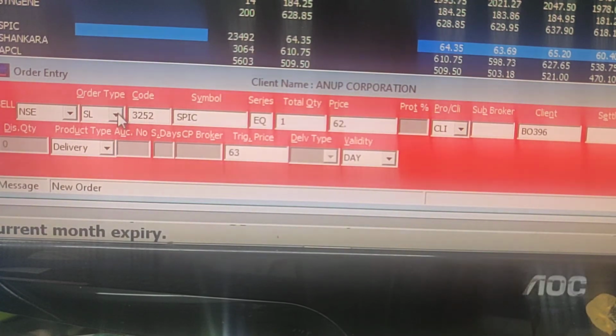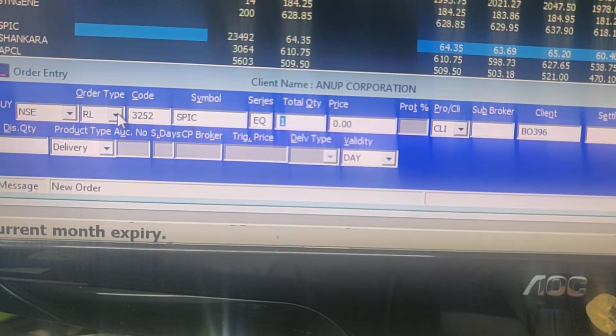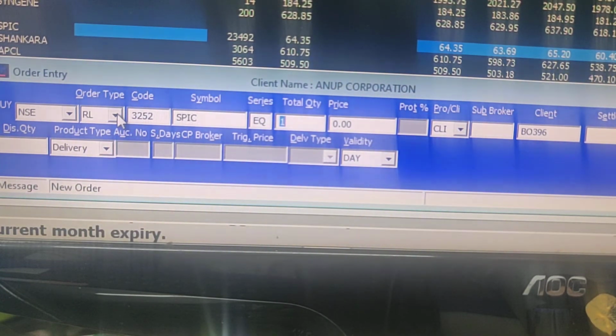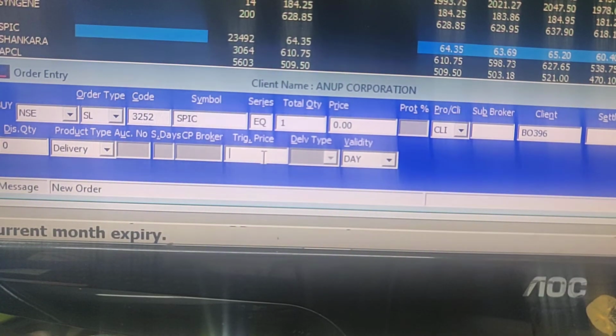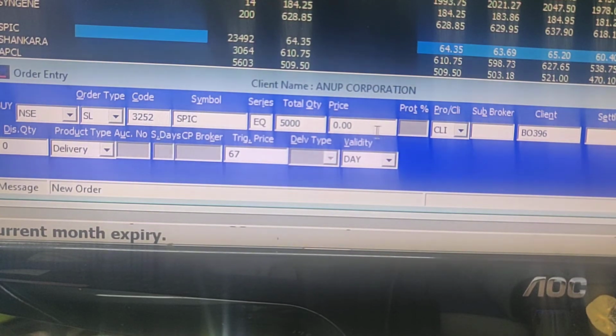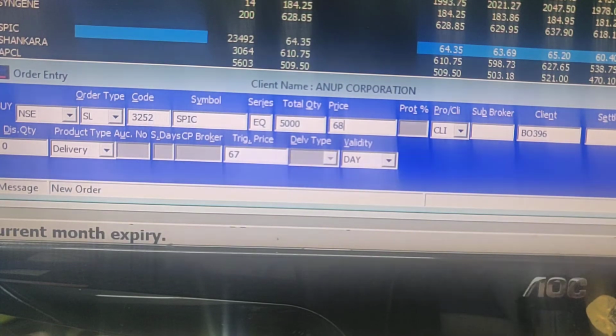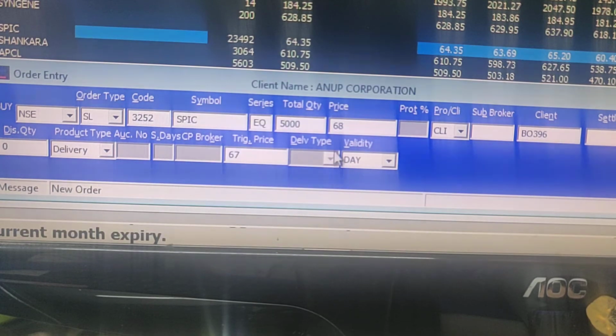You can put a buy side stop loss order also. Suppose you short sell something, or you think at this particular rate there will be a new upward trend in that particular scrip, then you could put a buy side stop loss order also. In buy side, say suppose if the scrip goes above rupees 67, then you would like to buy a further 5,000 shares, then you can put a buy side stop loss order. That is, at 67 you would like to buy another 5,000 shares up to rupees 68. So this is about the buy side stop loss order.